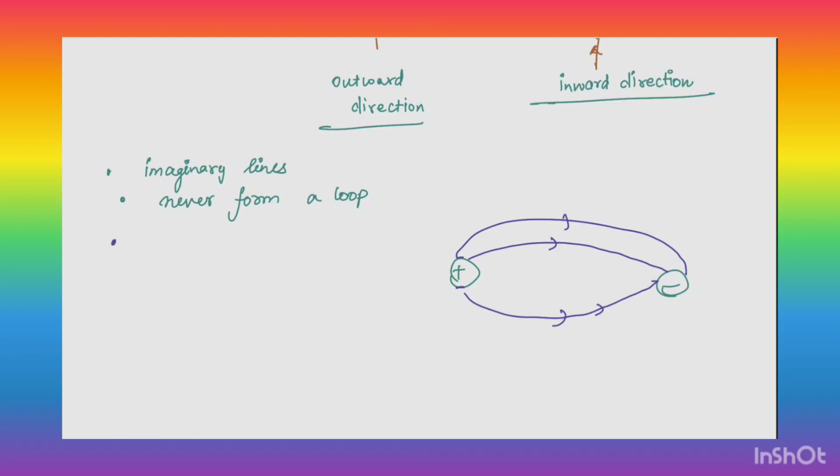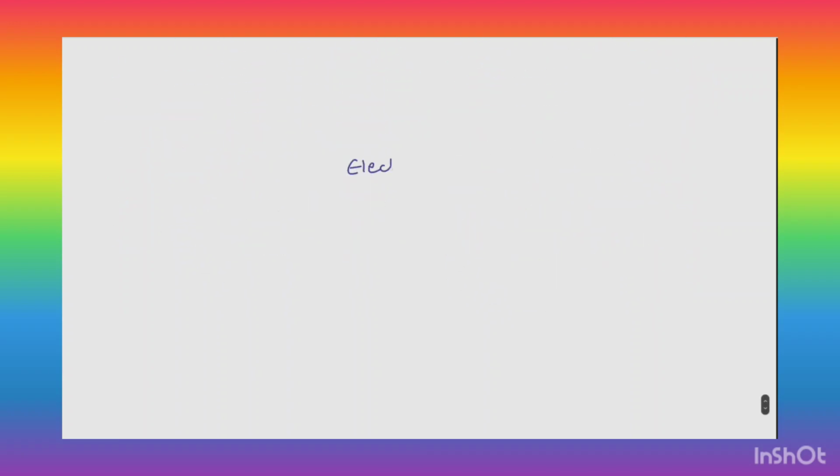Next, density of electric field lines shows strength of electric field. Electric field can be uniform or non-uniform.